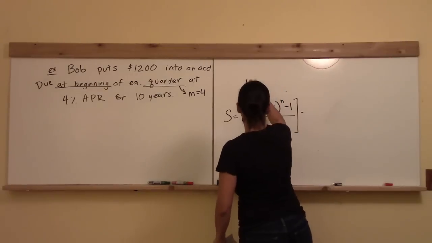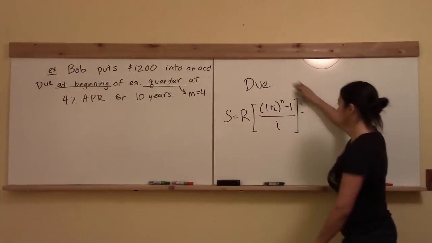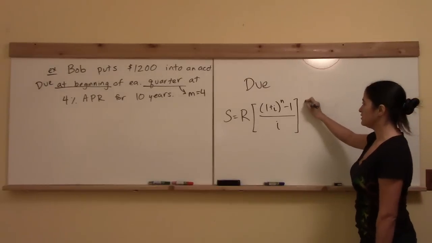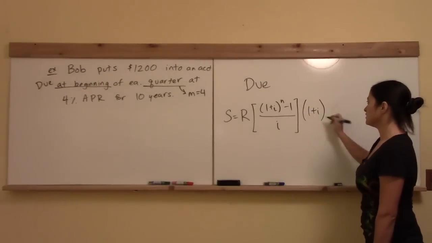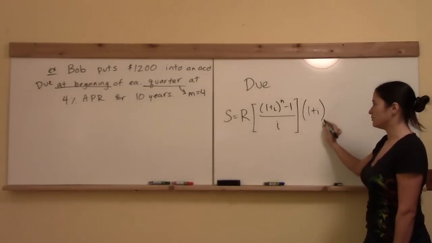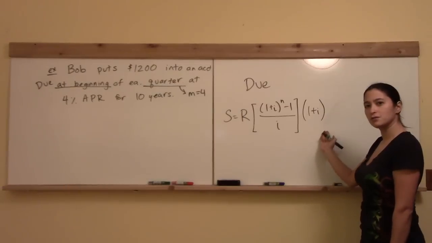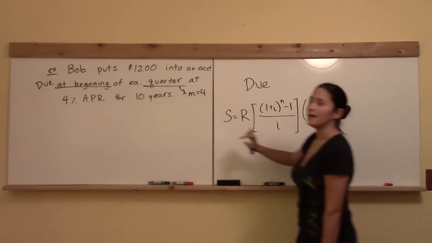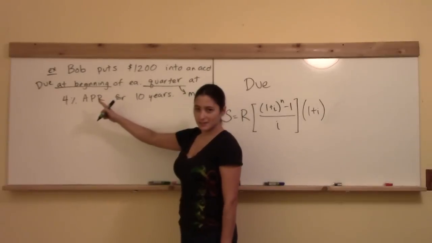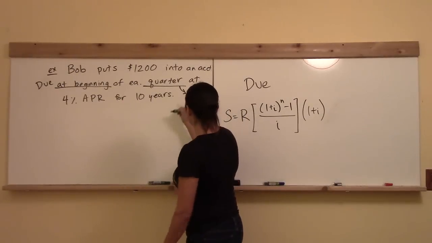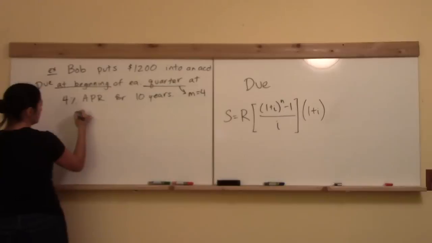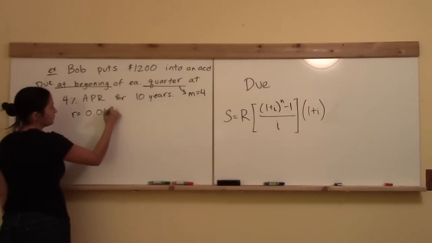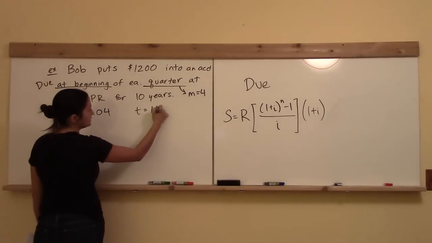Okay, so remember, the only difference between an ordinary annuity and an annuity due is the addition of this little multiplicative term right here, 1 plus I. Okay, so now it's the future value of an annuity due. Just recognize that from the words. It says at the beginning, so I have to use due. There's that one. And then here we have the R as 0.04. Here we have the T as 10 years.